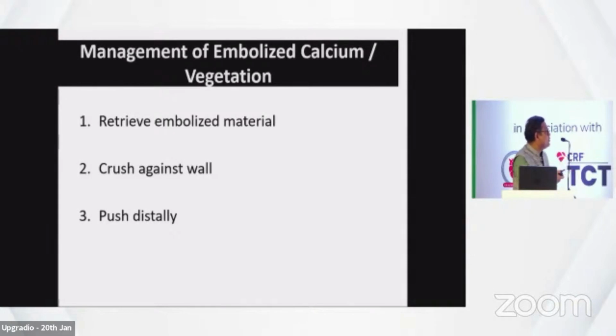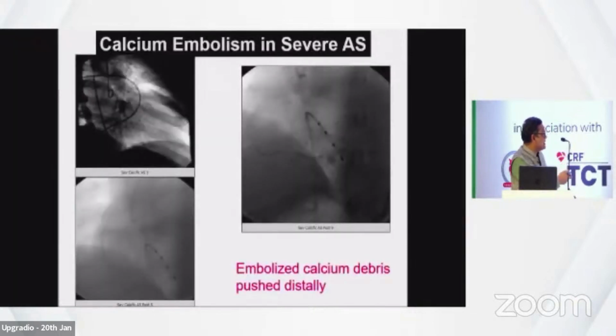Then calcium. Previously, calcium embolism happened when you tried to cross a calcified AS. Previously, it was like every AS needed to be crossed, and once people tried to cross AS, some part of the calcium could embolize and go into the right coronary artery. So again, trying to retrieve it will not be a good idea. The good idea would be to push it to the most distal part and even crush it against the wall. This is one case, and I will not show its image because the time is less, but it is exactly what was done. Through an inflated balloon, that calcium was pushed distally and then crushed against the side.